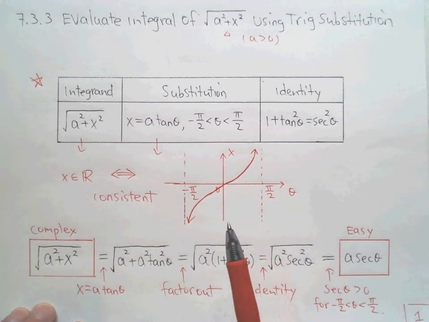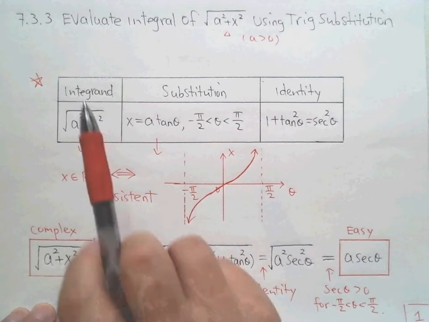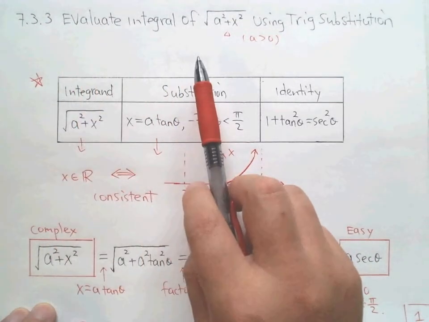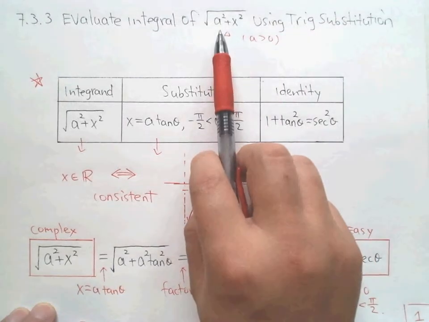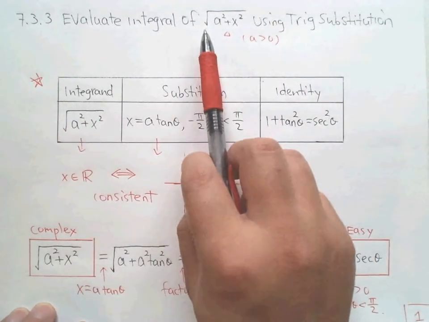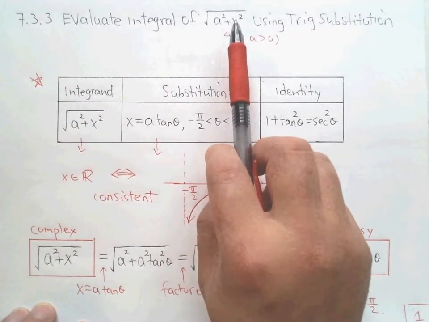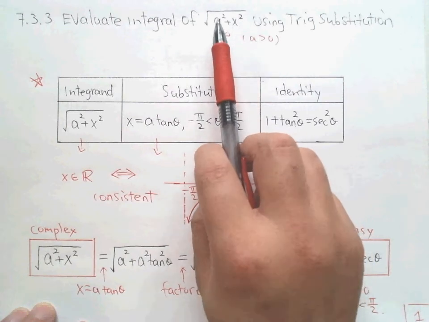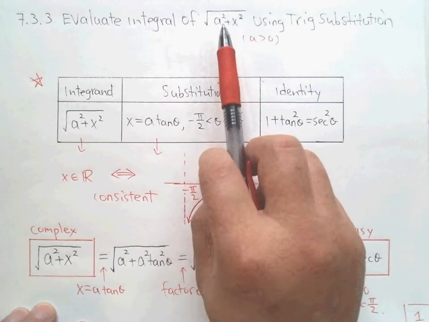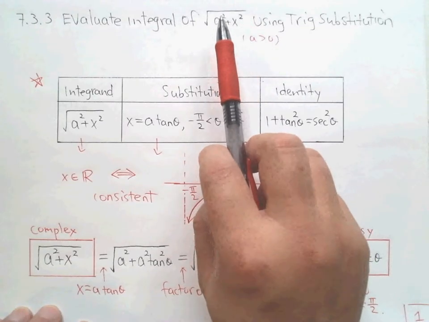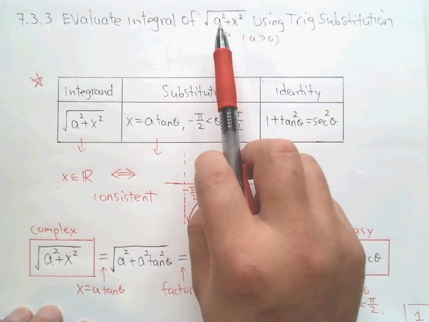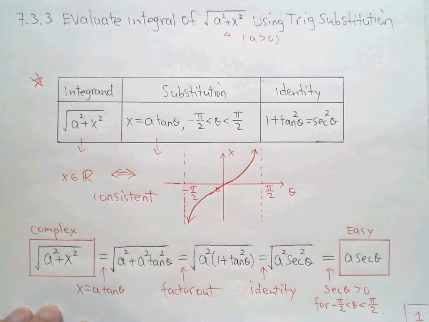In this lecture, we're going to introduce the last type of trig substitution, which is square root of a squared plus x squared. The other ones were x squared minus a squared, or a squared minus x squared. This time it is a squared plus x squared, and a is positive. And look at the summary here.